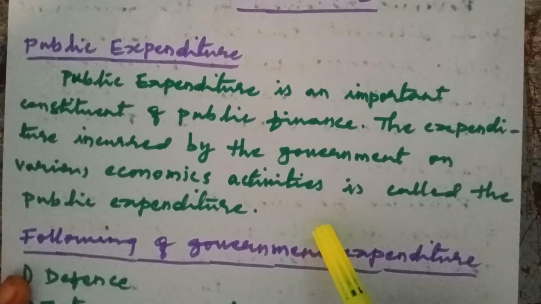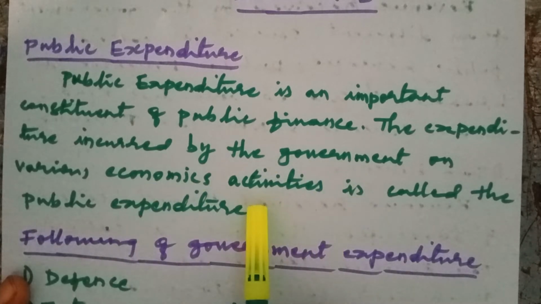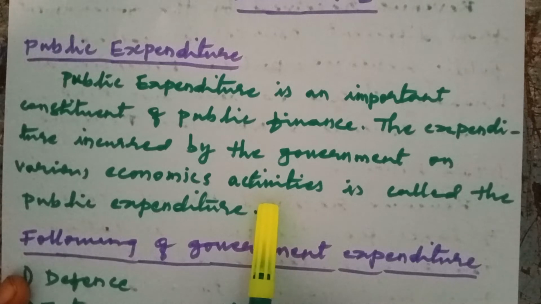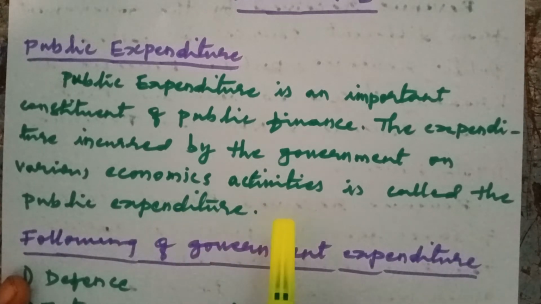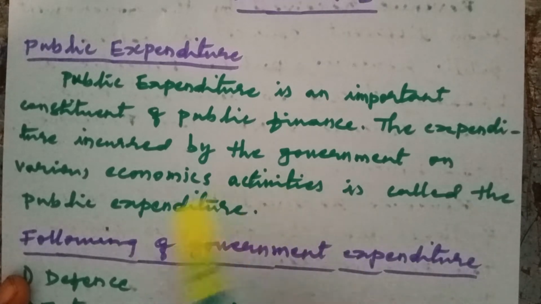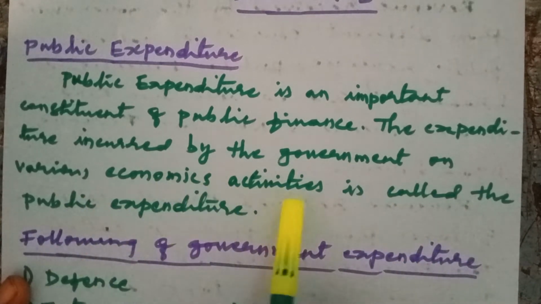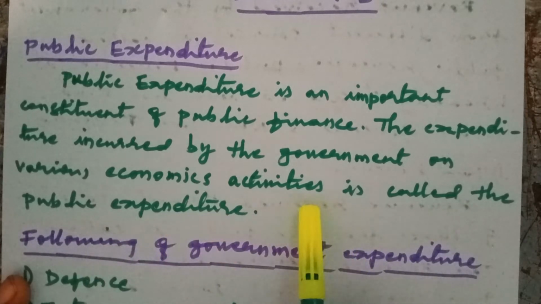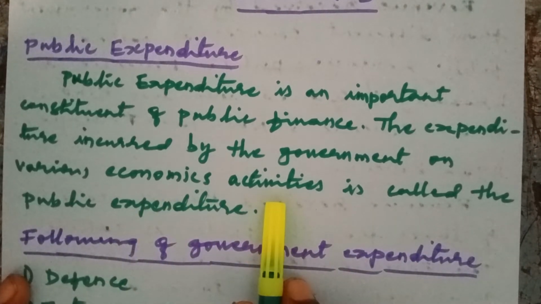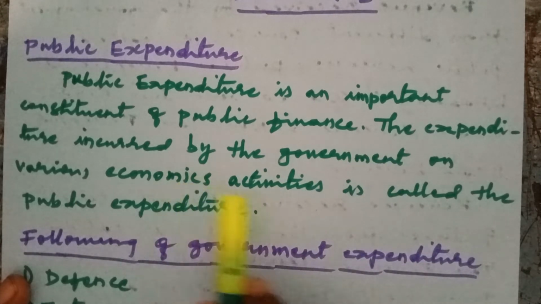So the government will incur expenditure on various economic activities. What are the various economic activities? The activities included in three sectors, that is the agriculture sector, industrial sector and service sector. All activities in these three sectors come under economic activities. What do you mean by economic activity? Purchasing of goods and selling of goods and services. Not only that, production, distribution, consumption, exchange, income and so on. All this comes under economic activities. So this is called public expenditure.